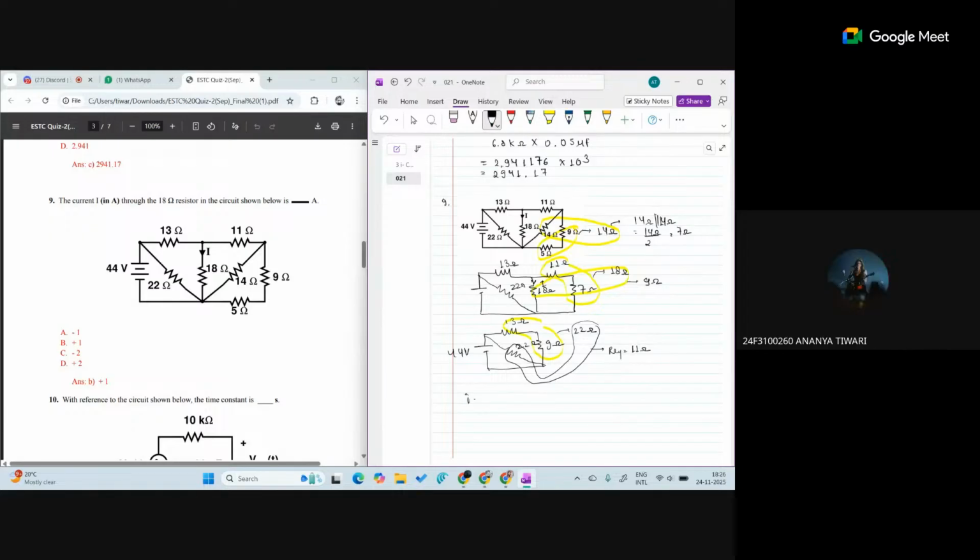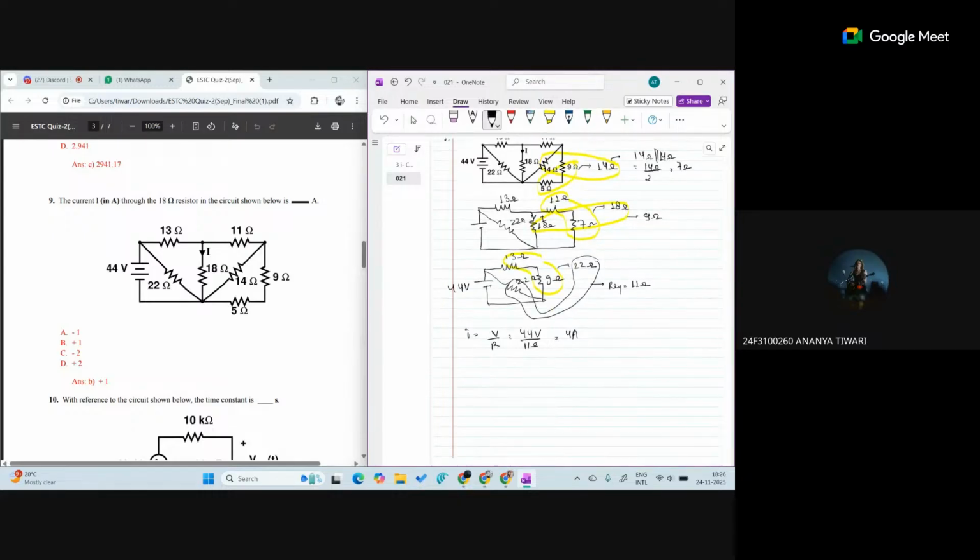So now we can write current as I is equal to V upon R. V is 44 volt divided by 11 ohm. So we will get 4 ampere. Okay. So now we can do one thing. 22 ohm and 22 ohm are in parallel first, so the current is divided equally in both. So we get 2 amperes in each.